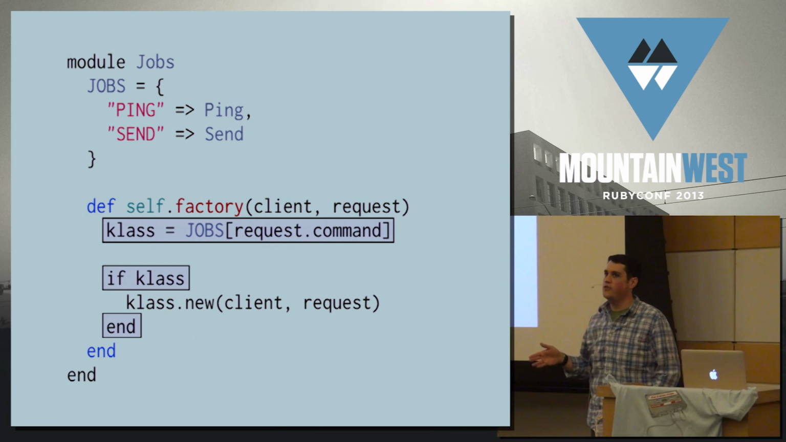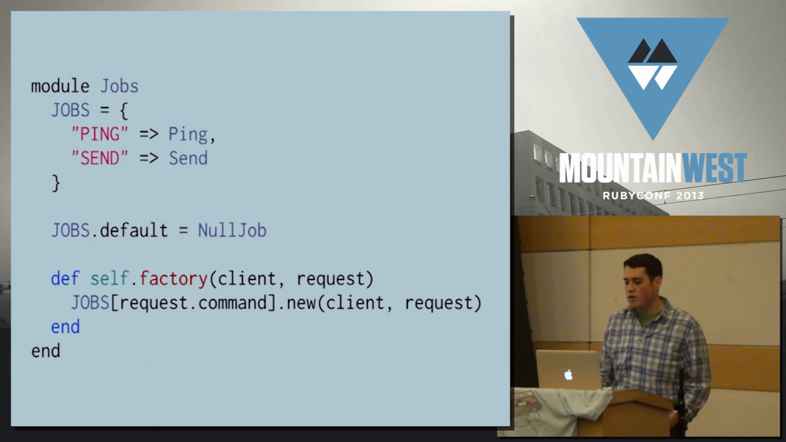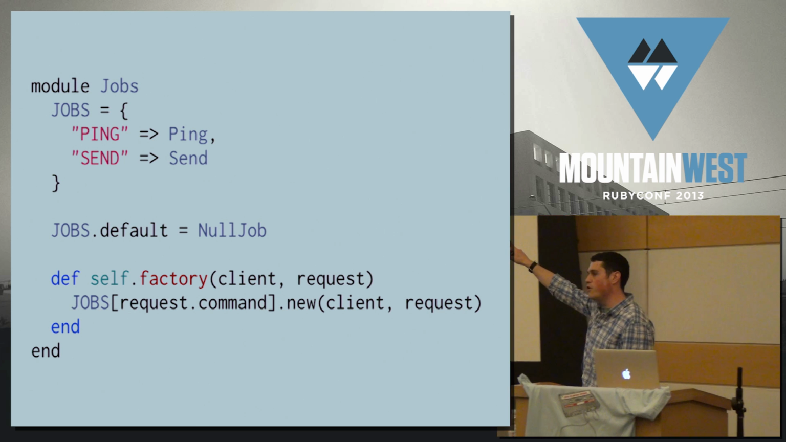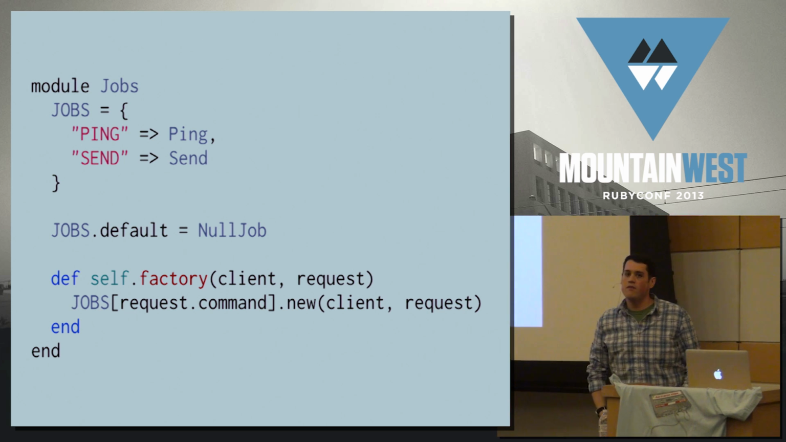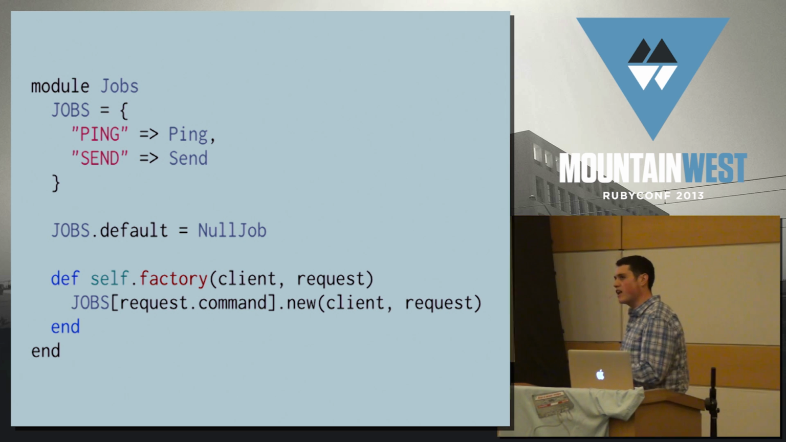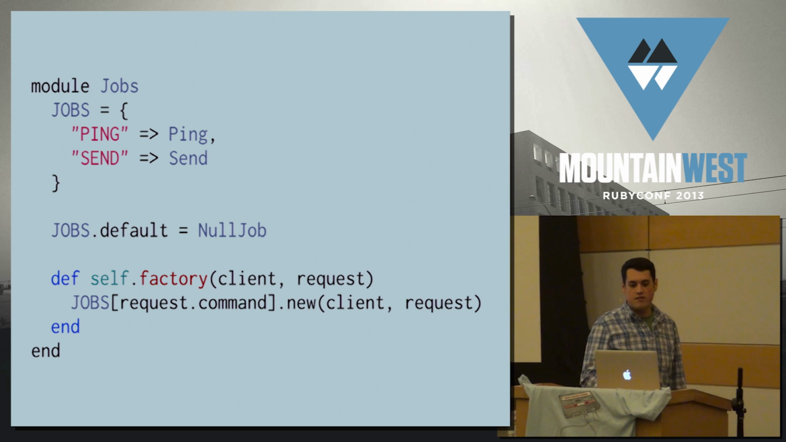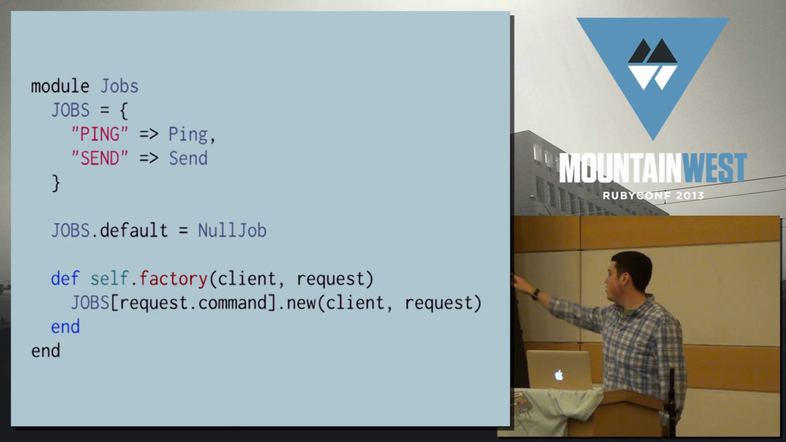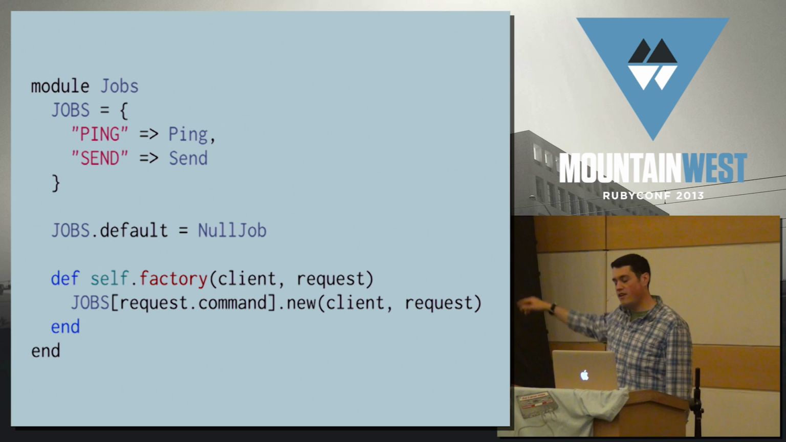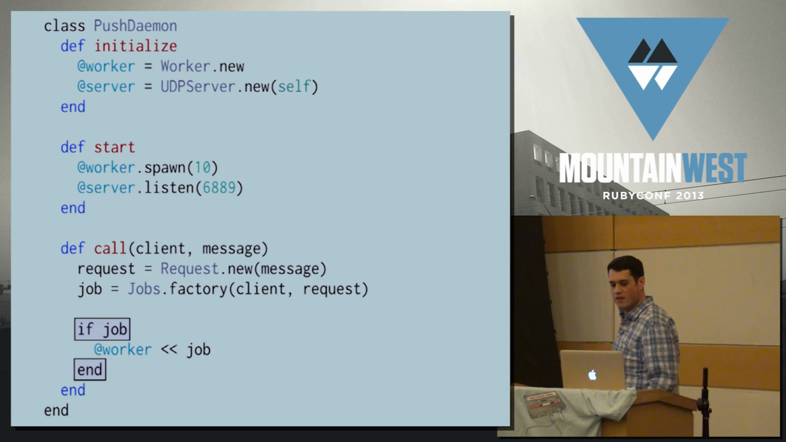a cool feature of hash. So hash doesn't have to return nil as the default. It just does. That's its default behavior. We could tell the hash, when you get a key that you don't recognize, return null job. So now this hash is guaranteed to return something that quacks like a job. So instead of checking if we got a class back, we can just blindly instantiate it and return the instance. So in the case of ping and send, this method will return a ping instance or a send instance. In the case of anything else, it's going to return a null job instance.